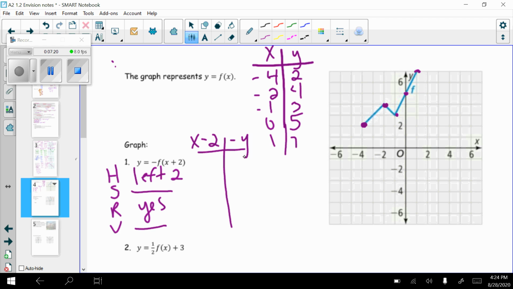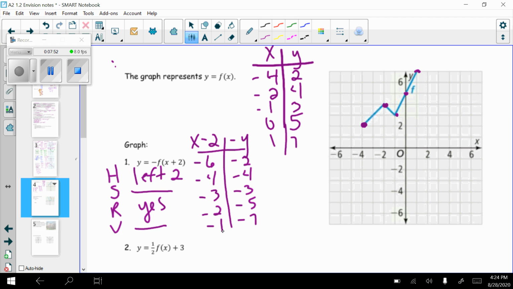So our y's would be easy to get because we see our original parent function y's, all we have to do is make them negative. So -2, -4, -3, -5, and -7. We want to take the original x's and subtract 2. So -4 minus 2, we have -6. -2 minus 2, -4. -1 minus 2, -3. 0 minus 2, -2. 1 minus 2, -1.